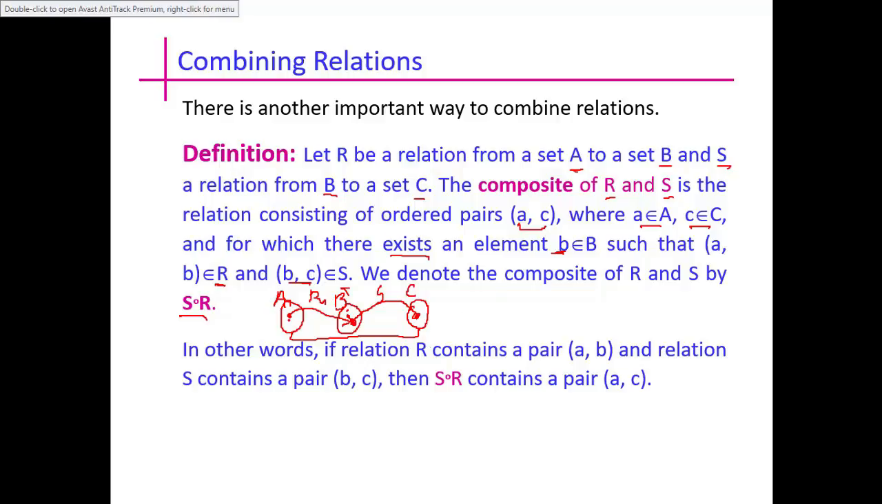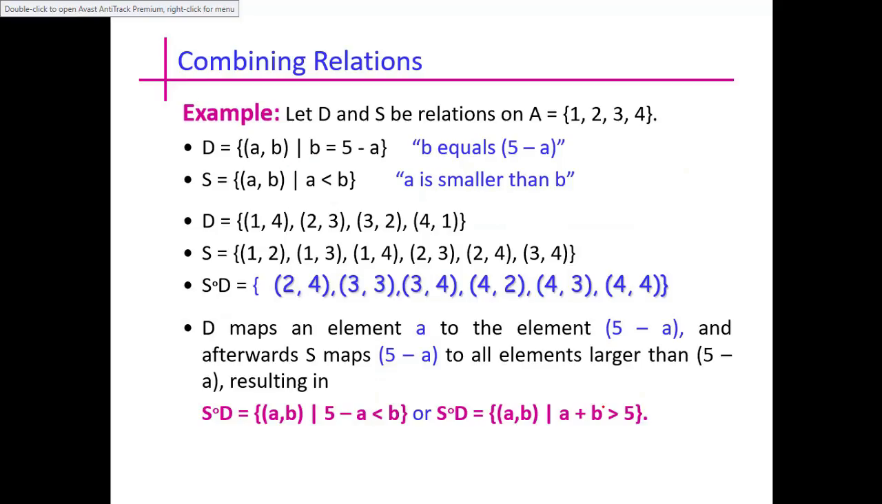So R is taking an element from A to the set B, and S is taking that element to set C. So we have a relation from the set A to the set C. In other words, if relation R contains a pair (a, b) and relation S contains a pair (b, c), then the composite of two relations will contain a pair (a, c), and that's how we can combine two relations. Now we have some examples of combining relations.